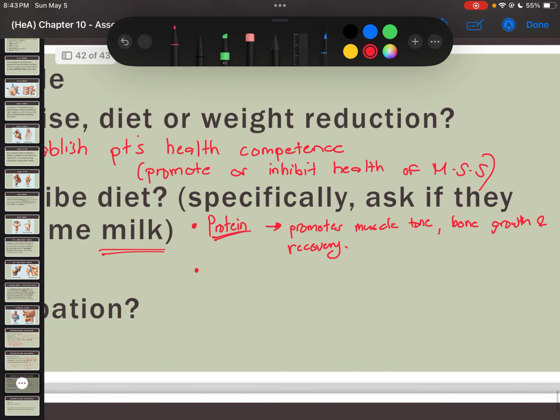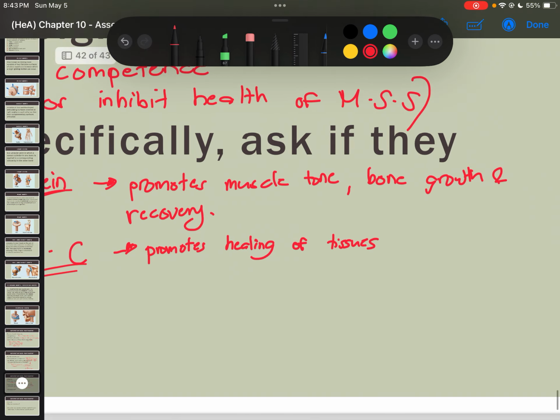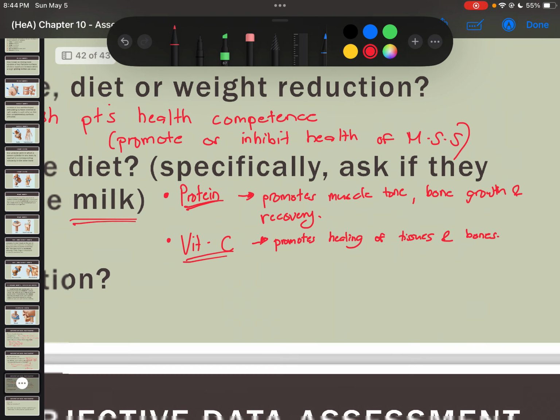Aside from that, we also have to ask them about vitamin C. Next semester, you will take nutrition and dietetics. Very good. Good luck. Vitamin C promotes healing of tissues and bones. It promotes the healing of tissues and bones.